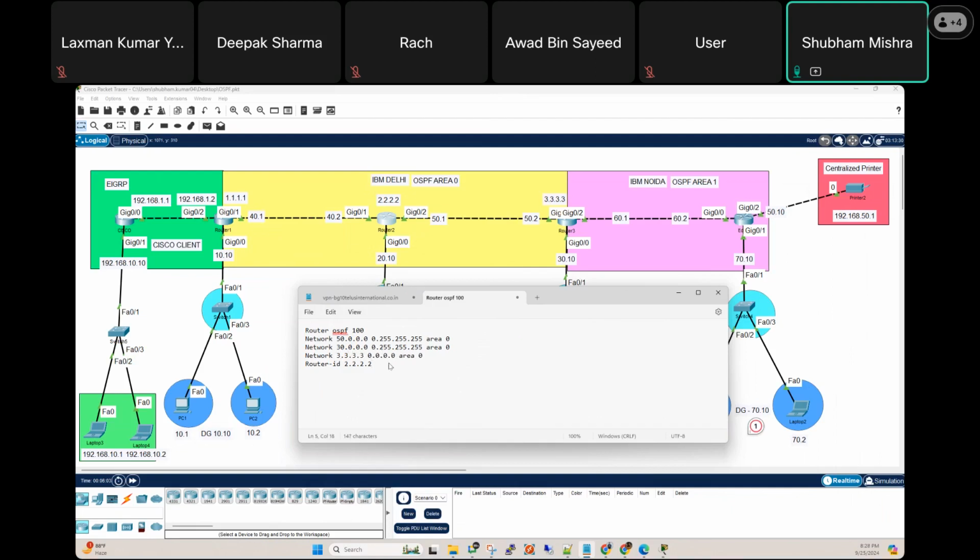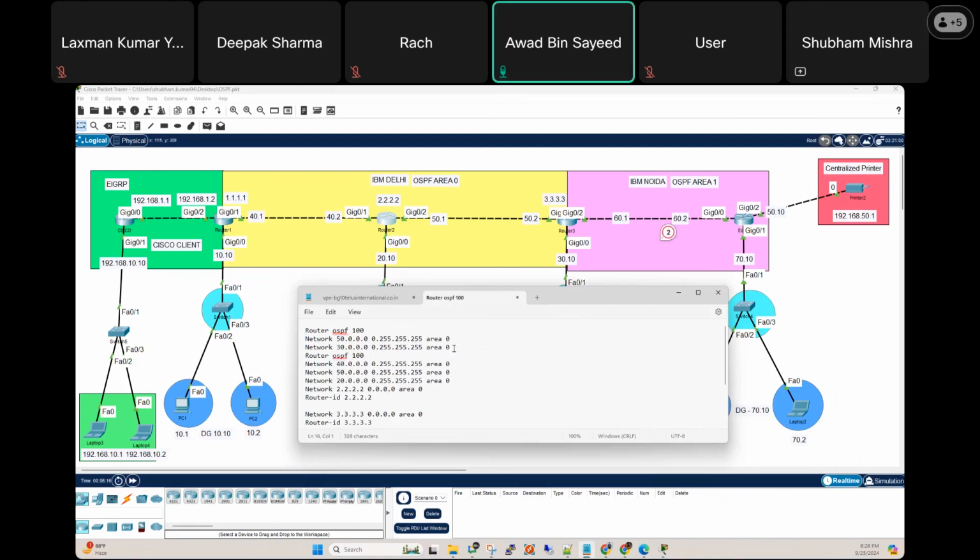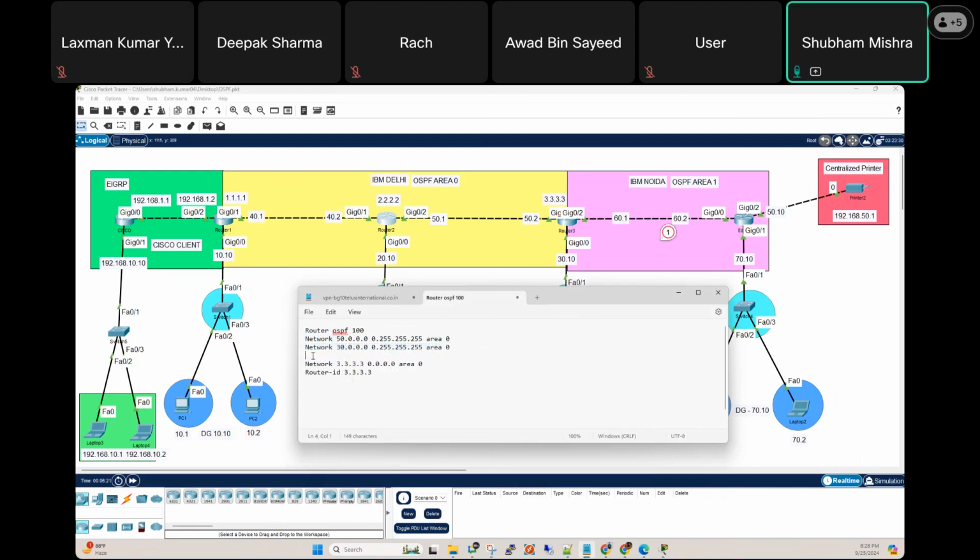3.3.3.3, and router ID will be 3.3.3.3. Done. And after that there is one more network, the 60 network. Yes or no? Yes, in area 1. Copy, paste, and that will be the 60 network and area will be 1. Done, everyone? Yes or no? All the configuration is correct? Okay. Yes. Just copy it.